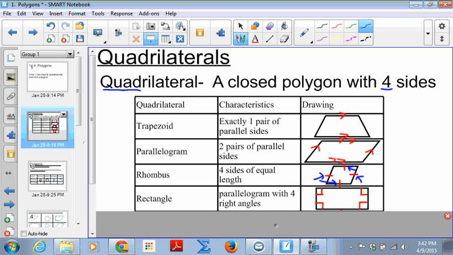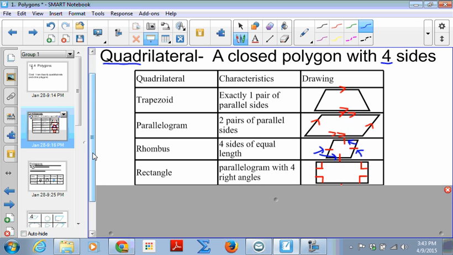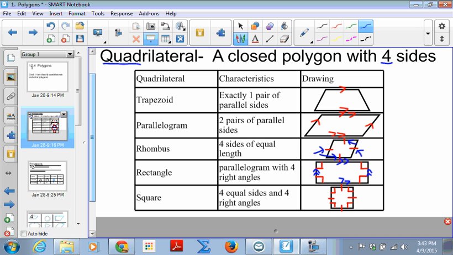A rectangle is a parallelogram that has 4 right angles. Okay, and we know the right angle symbol that's there. Rectangles also have, as parallelograms, they have 2 pairs of parallel sides. So we can again do this if needed, but we shouldn't because we know rectangles have that characteristic. And then a square. This is a quadrilateral with 4 equal sides and 4 right angles.